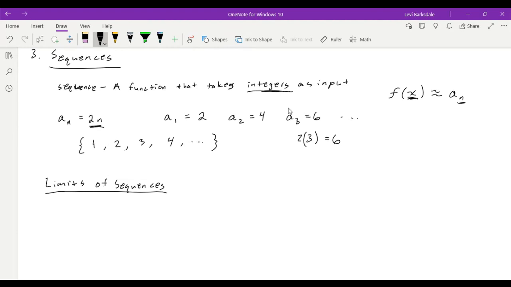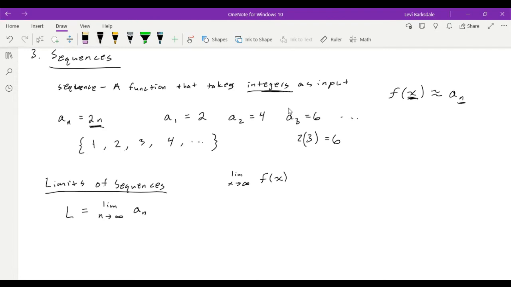So the limit of a sequence, L, we can define to be the limit as n goes to infinity of some sequence a sub n. And again, this is pretty similar to functions. We can say that the limit of a function would just be the limit as x goes to infinity of f of x. And it's evaluated really in basically the same way.